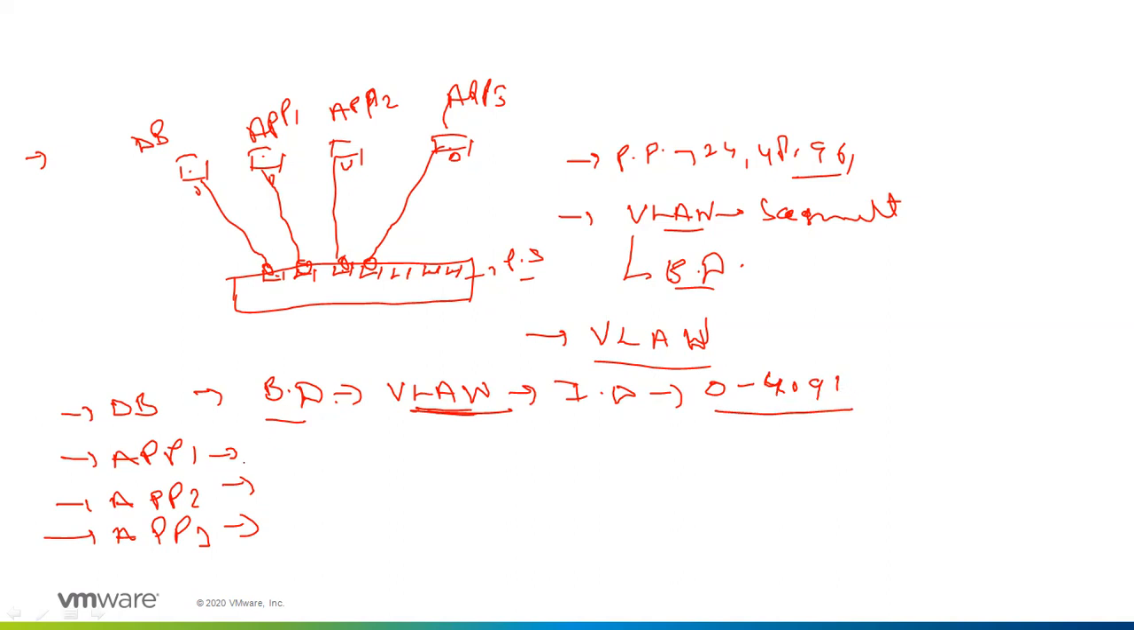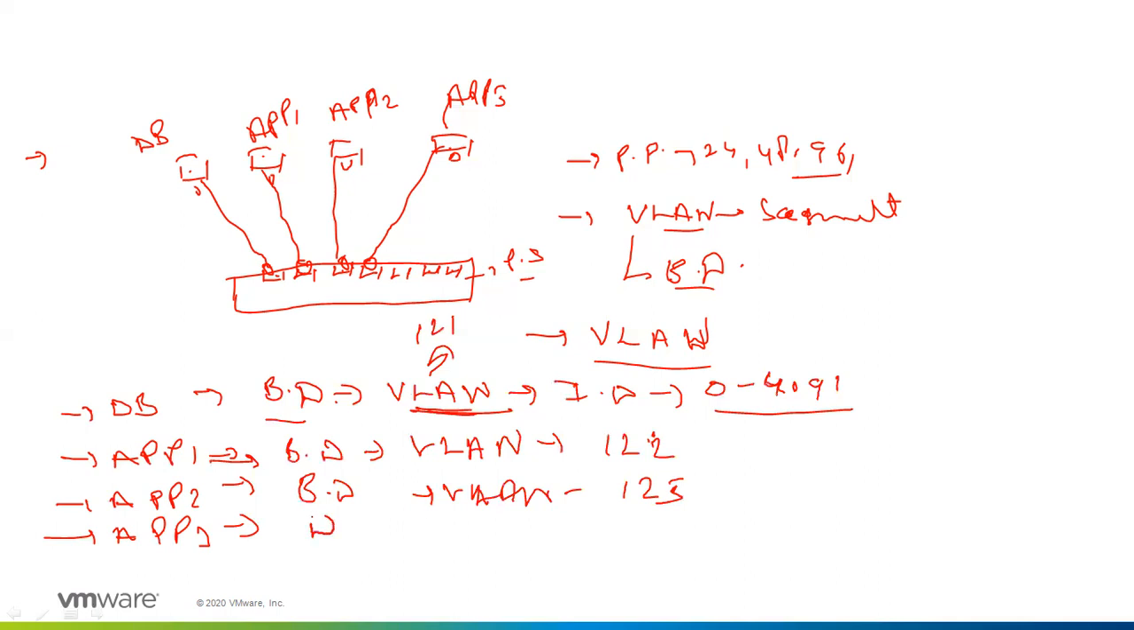In the same way, for app 1, I want a separate security boundary. So for app 1, you will create another broadcast domain, which means you will create another VLAN. For example, in DB you have given a VLAN ID, let us suppose 121, and for another one you give 122. In the same way, for segregating this, you create another VLAN and provide another VLAN ID, another broadcast domain.